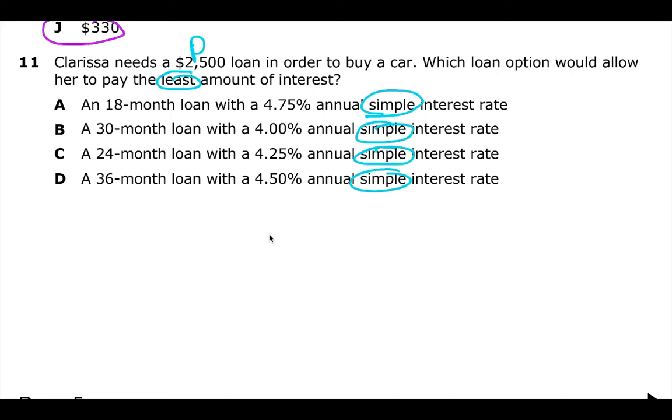So here's our rate on all of them. And here's all our time. We're going to put all our rates over 100. And our formula is always going to be PRT, all over 100. Oh, and they're trying to trick us. And, oh, look at our time. They're all in months. Put them all over 12. All over 12. Because we don't do monthly loans.